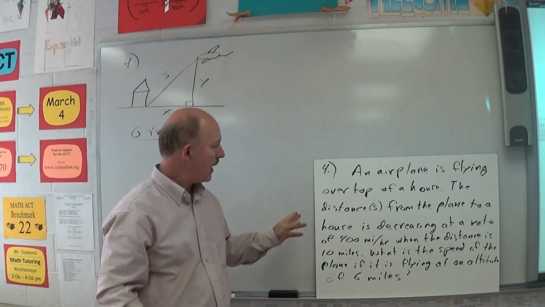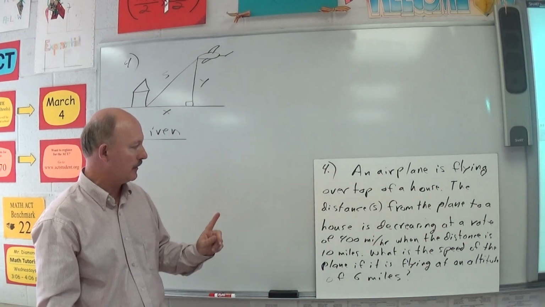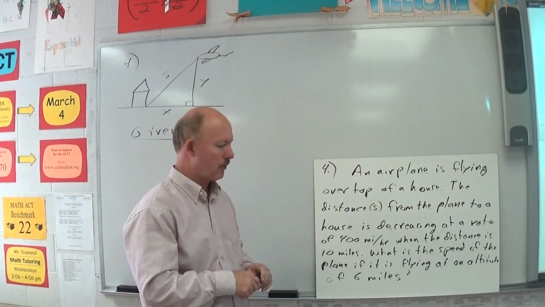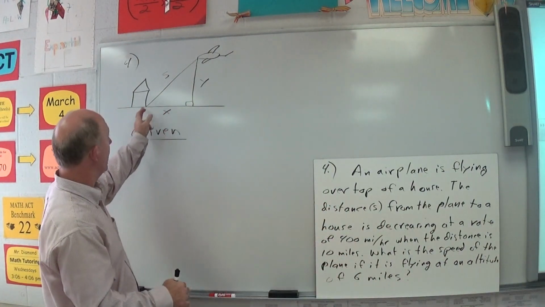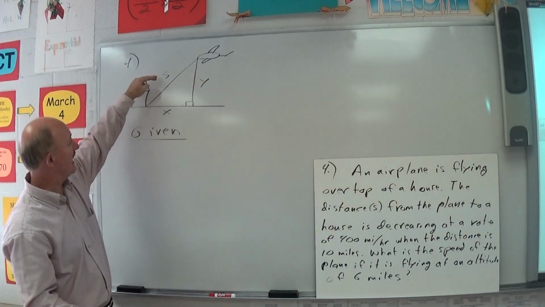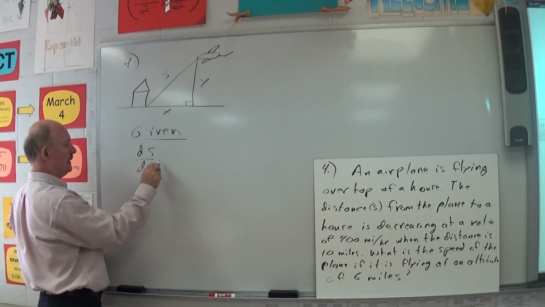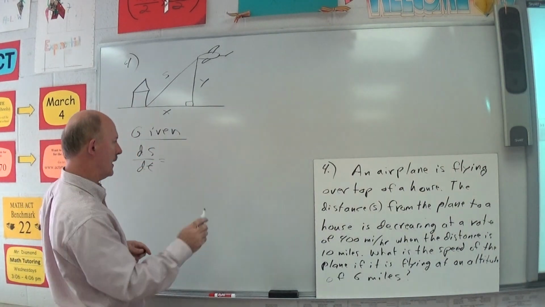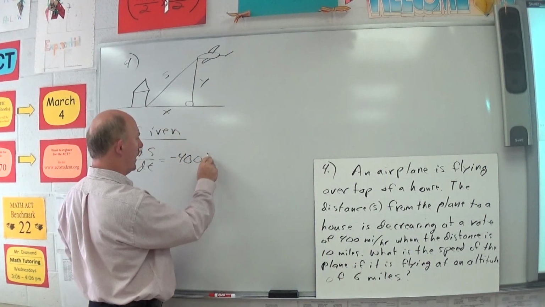Now, the airplane is flying over top of the house. The distance s from the plane to the house is decreasing. So the distance is decreasing at a rate of 400 miles per hour. Well, they're telling us the rate of change of the distance s with respect to time. So the distance from the plane to the house is s. So they're giving us here ds over dt equals, and it's decreasing at a rate of 400, so it'll be negative 400 miles per hour.